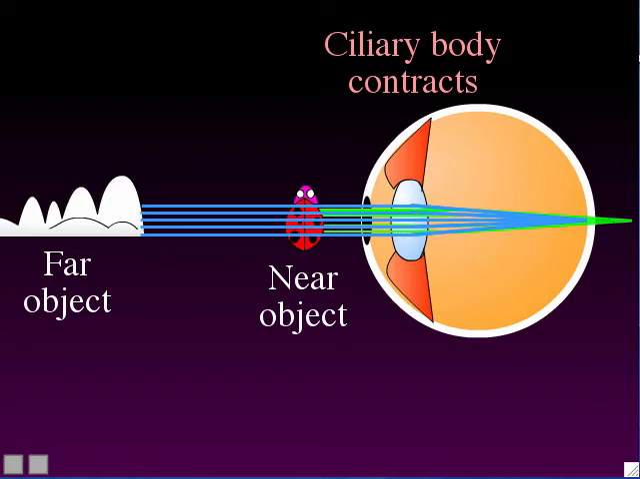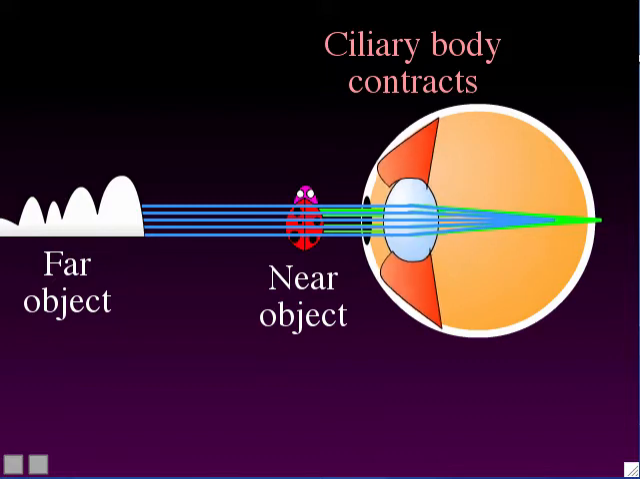When you contract your ciliary body muscle, it pulls on the lens to change the shape of the lens, and it changes the shape in a way that brings all the focal points more forward in the eye. If you look at what's going on there with the focal points, you can see that all the focal points, the far object focal points and the near object focal points, all got moved forward in the eye when the lens changed shape, when the ciliary body muscle was contracting. So that's how you focus in on near objects.